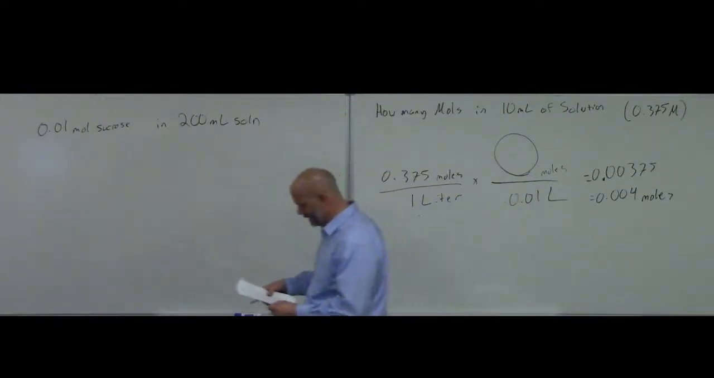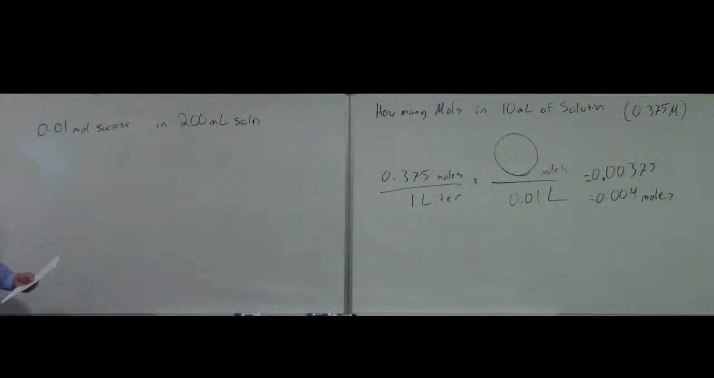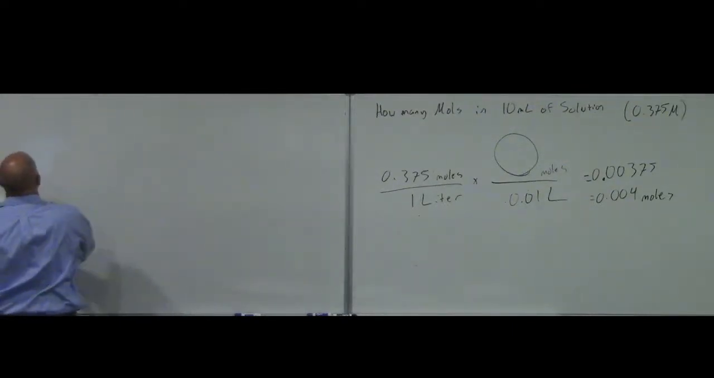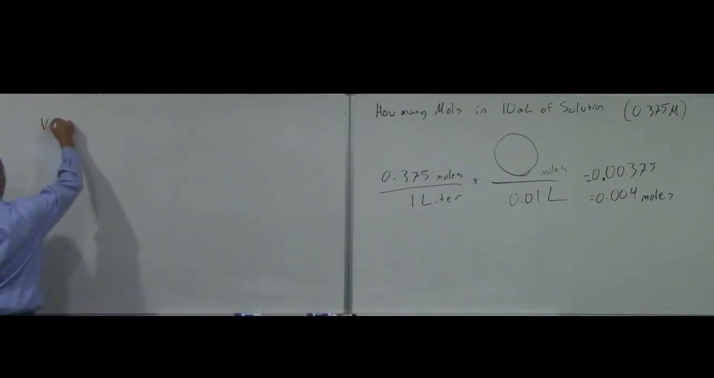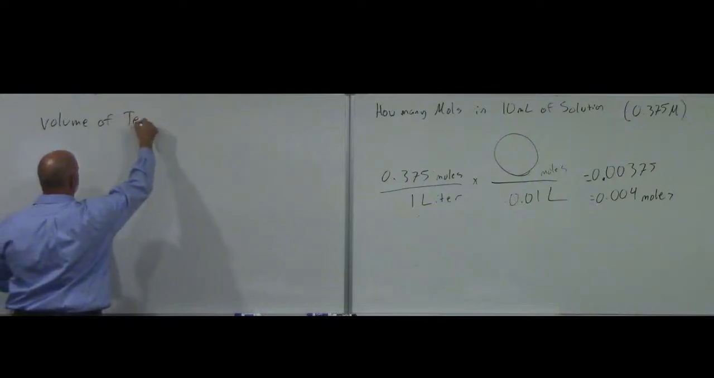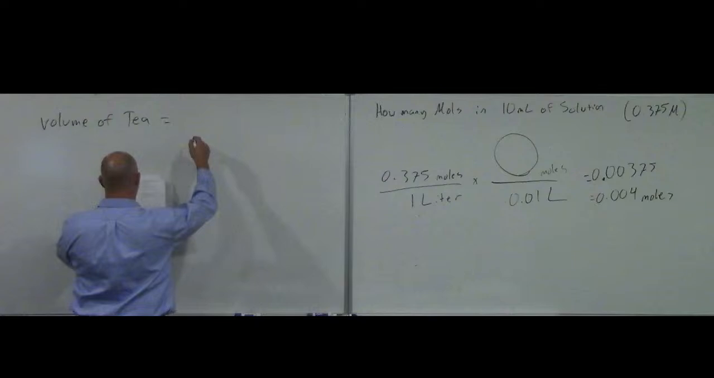So the next problem says this. What volume in milliliters of sweet tea contains the same amount of sugar as the 10 milliliters of soft drink? So I want to know the volume of tea that equals, what is this?